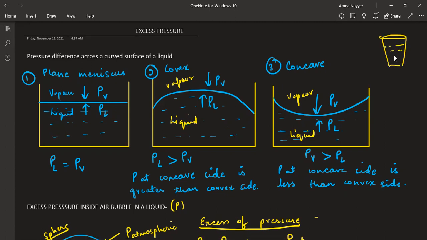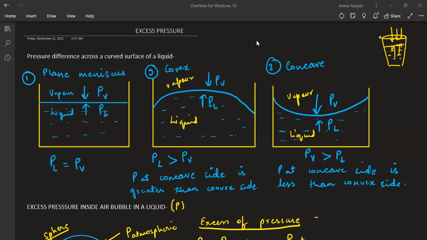If you fill it completely with water, some pressure the atmosphere will be exerting, some pressure the liquid will be exerting. So there should be a net pressure. So pressure difference across a curved surface of liquid, that means basically the excess pressure. So if it's a plain meniscus, both the pressures are equal. This is a plain meniscus, meaning a flat meniscus.